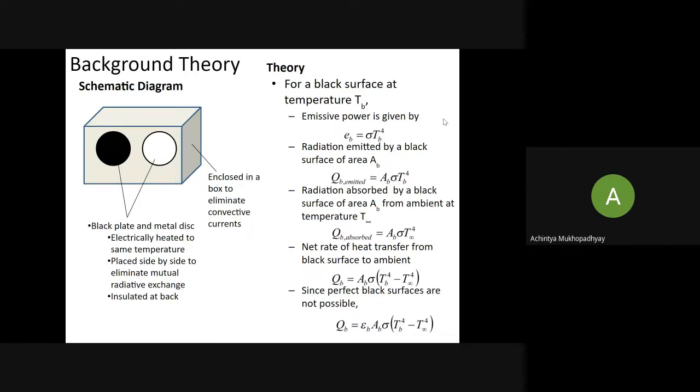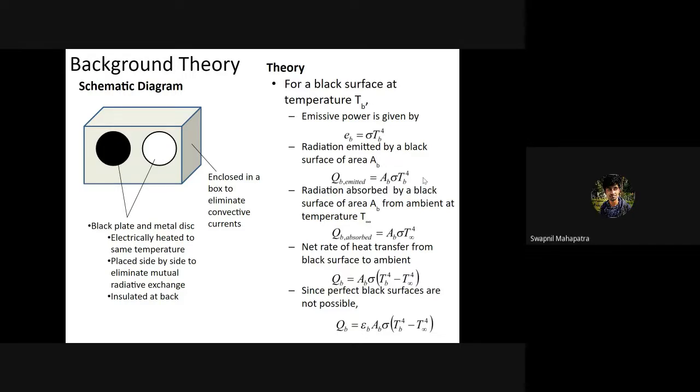So you know that the emissive power for a black body is given by the Stefan-Boltzmann law. It's given as E_B equals sigma T_B to the power 4. So this is the emissive power, meaning the amount of energy emitted per unit surface area. So if the black surface has a surface area of A_B, then the total energy emitted by the black surface is A_B sigma T_B to the power 4.